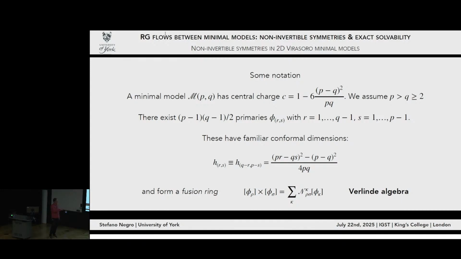Here, rho, sigma, and kappa are pairs of indices, R and S. When you do the OPE of two operators belonging to two conformal families, you will find that you get a sum over operators of other conformal families with fixed coefficients, which are these curly N. Okay, so this is also well known, but it's important because this expression has the same form as what you find when you study non-invertible symmetries. This is a fusion ring, which is the same mathematical structure.